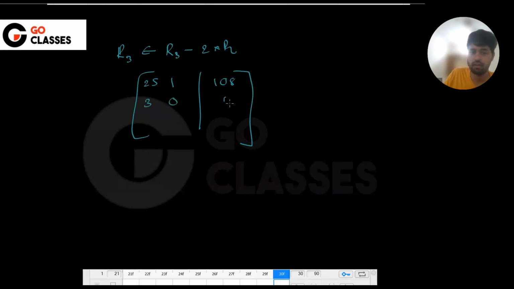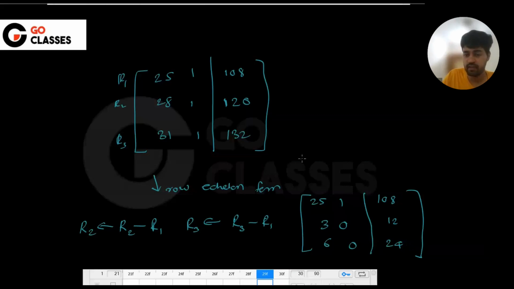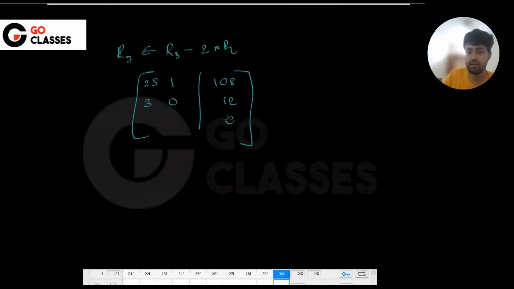Next transformation is basically row 3 is equal to row 3 minus 2 into row 2. So you get like this. The first row remains as it was, 25 1 and 108, then 3 0 12. And then what we have here is 6 minus 2 into 3, this will be 0. And then 24 minus 12 into 2, again it will be 0, right? So you'll get 0 0 0 over here, right?